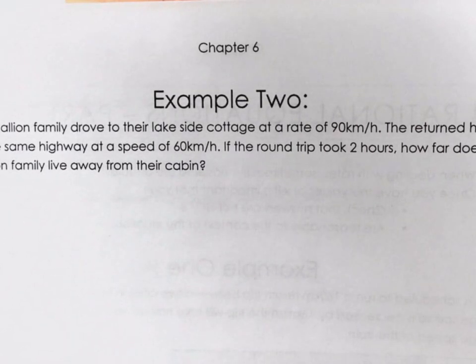We're going to try this. The Scallion family drove to their lakeside cottage at a rate of 90 kilometers an hour. What information do you have? You have speed.